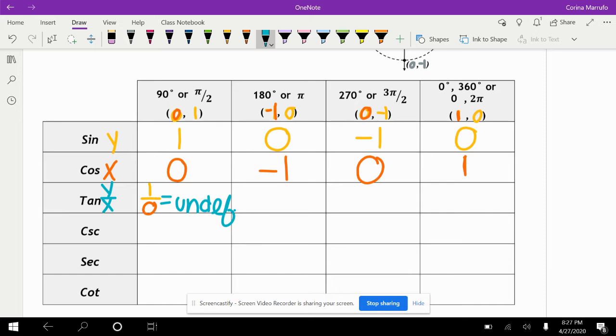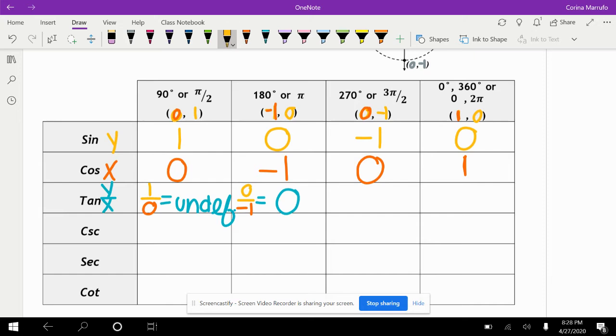So tangent of 180 degrees, okay? To find tangent, we have to take our y value. So at 180 degrees, our y value is 0, and our x value is -1. So when we do 0 divided by -1, that gives us 0. Okay, when the 0 is on top, it gives you 0.